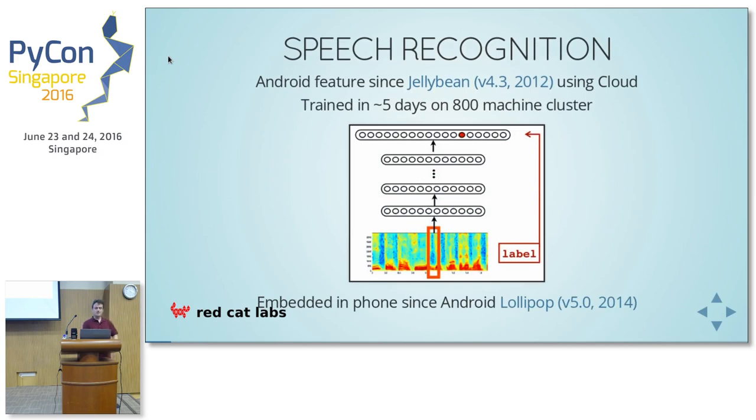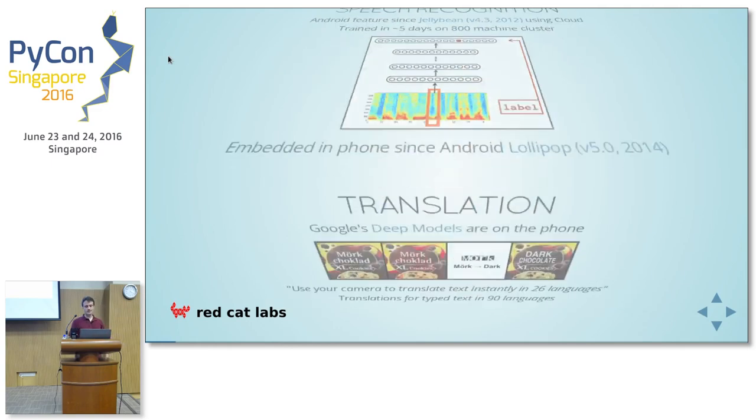Okay. So here's speech recognition. This deep learning stuff used to be kind of wild and wacky. Speech recognition is probably on your phone already. Back in 2012, Google started using it with the recognition in the cloud. But now it's on every phone since 2014, so the phone is recognizing speech locally. And this is a deep neural network.